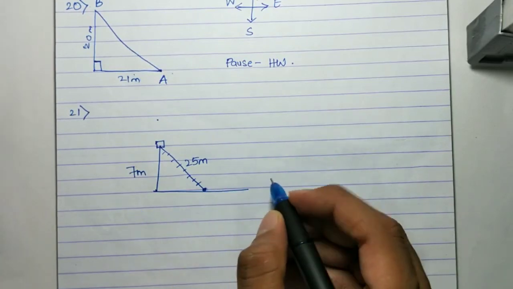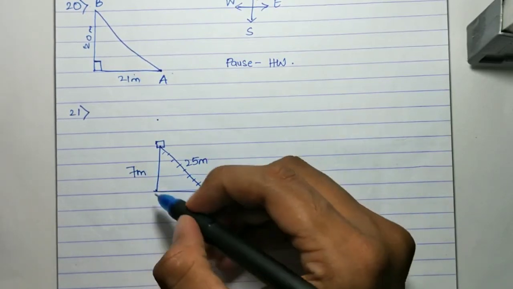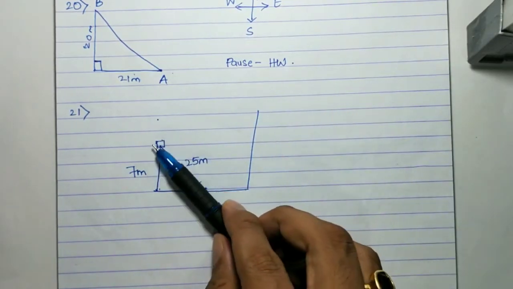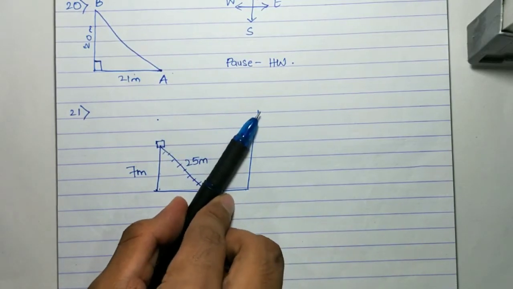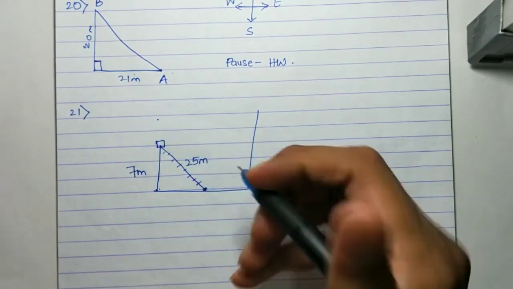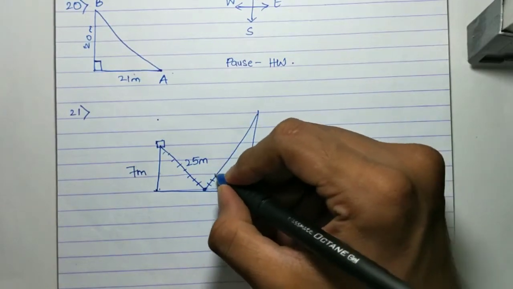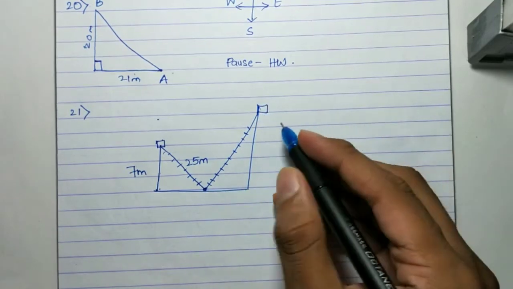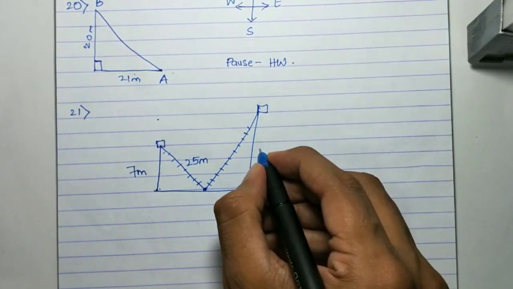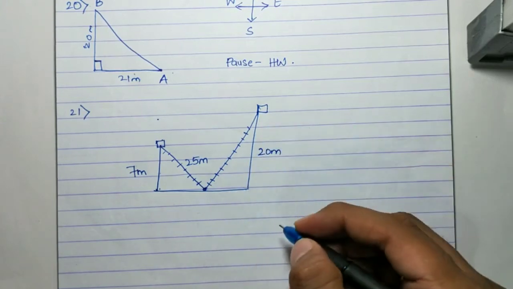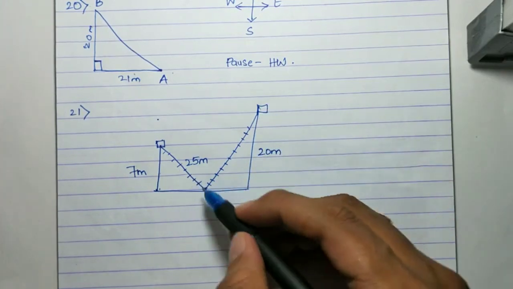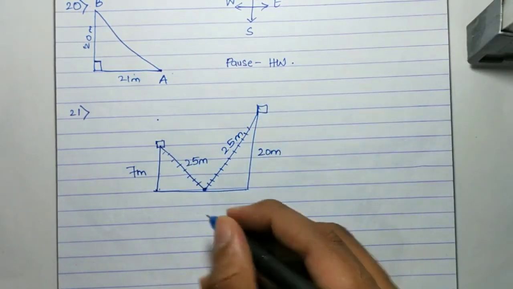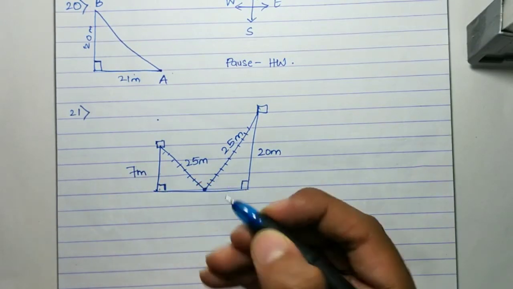Across the street means if this is the street, there is one building here and one building here. So when I turn the ladder like this, it reaches a window here, correct? When I turn the same ladder, it reaches a window which is 20 meters above the ground. So this distance is 20 meters, and the ladder is the same, that is 25 meters. These angles are 90 degrees.